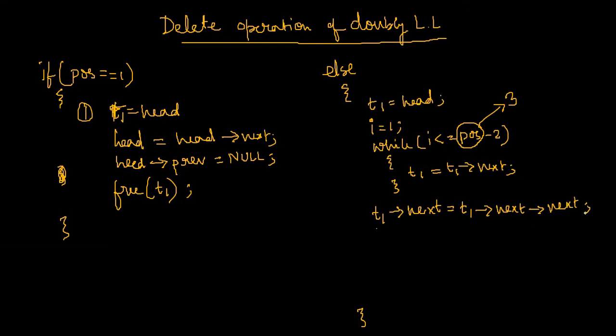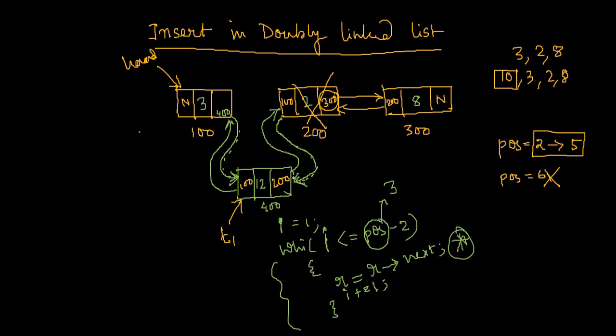And what will happen when this particular code gets executed? This 200 will get replaced by the next value of the next node of this particular node, that is 300. So this 200 will get replaced by the value 300. Fine. As soon as this is replaced by 300, this connection will vanish. Fine.